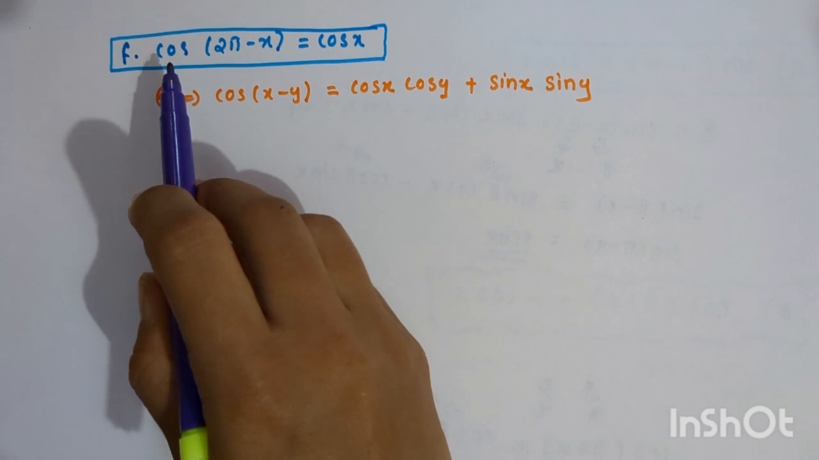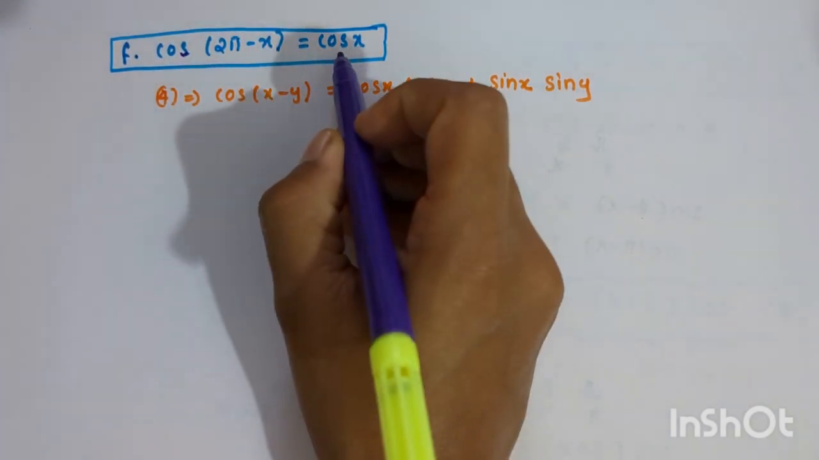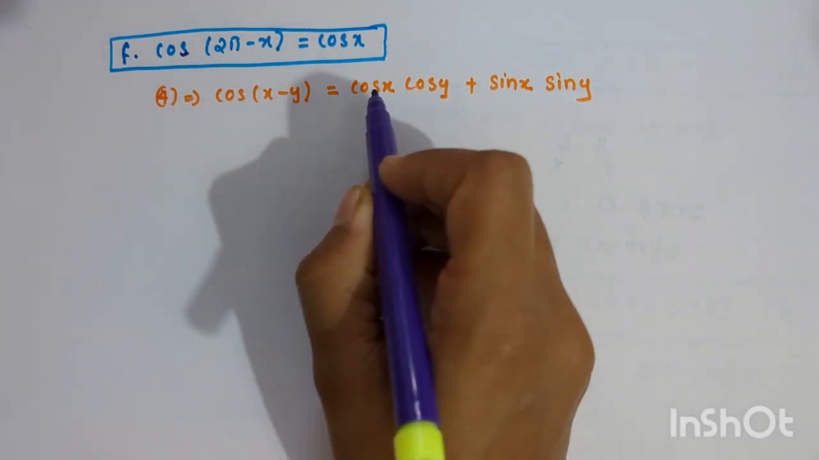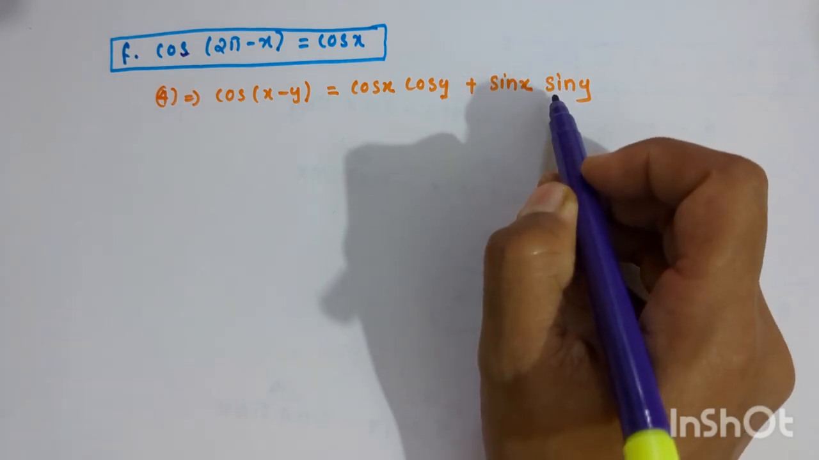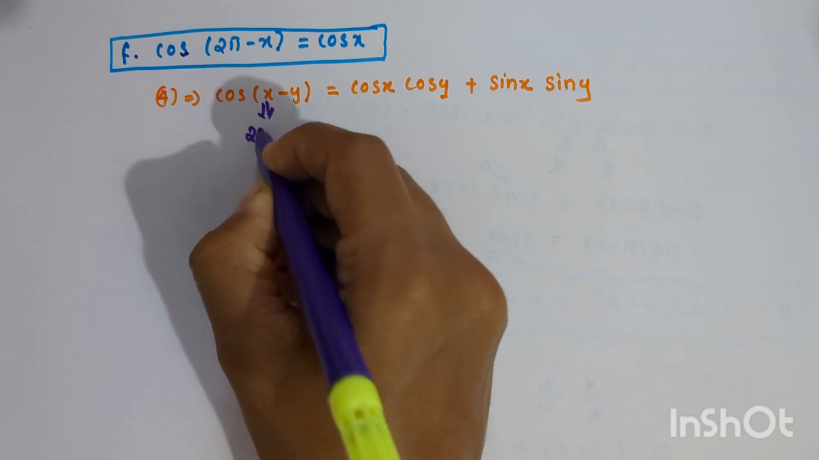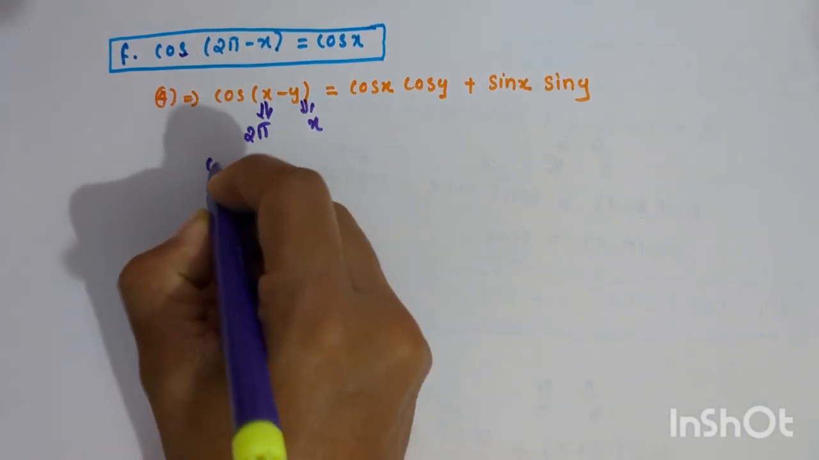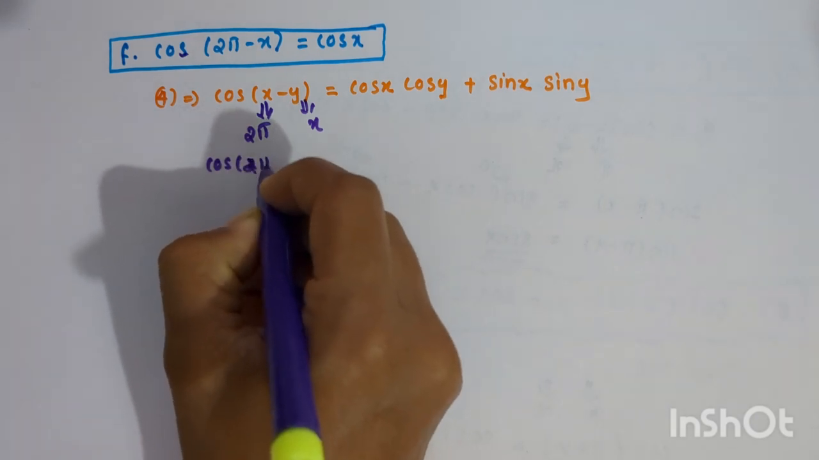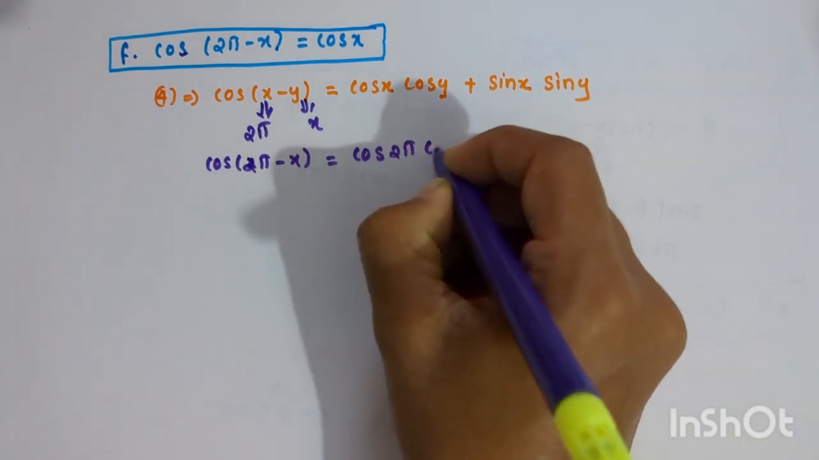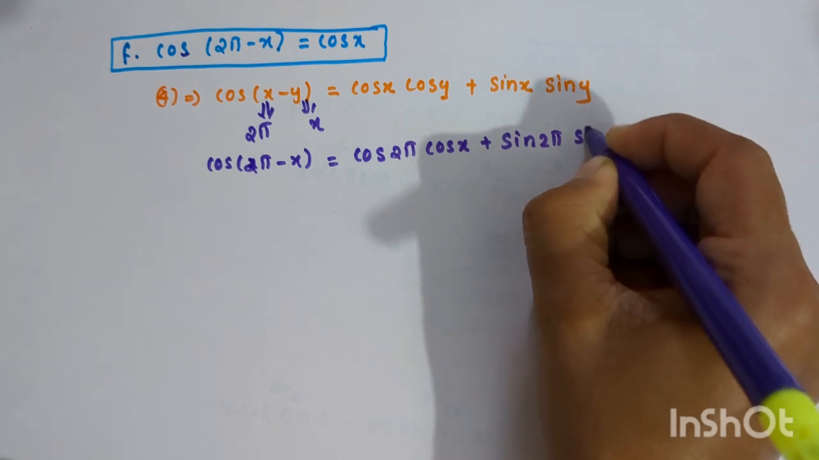Next, we are going to prove this trigonometric identity, which is cos of 2 pi minus x is equal to cos x. So for that, I am going to consider the fourth trigonometric identity, which is cos of x minus y is equal to cos x cos y plus sin x sin y. And in the fourth trigonometric identity, I am just going to replace this x by 2 pi and this y by x. So the fourth trigonometric identity expression becomes cos of 2 pi minus x equals cos x, that is cos 2 pi, into cos y, that is cos x, plus sin x, that is sin 2 pi, into sin y, which is sin x.